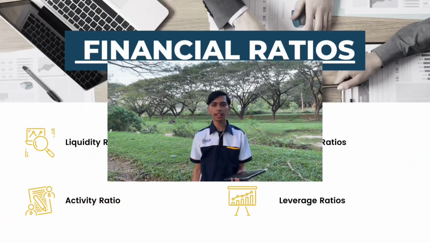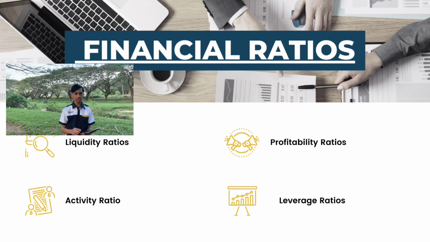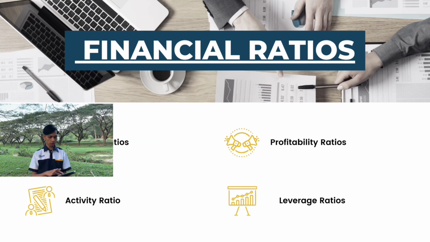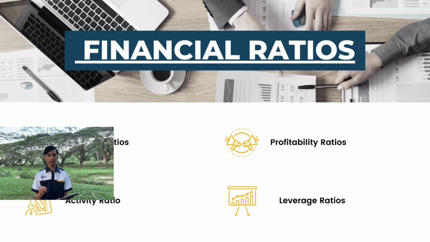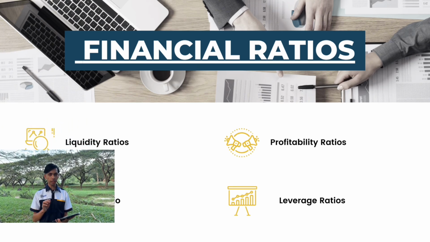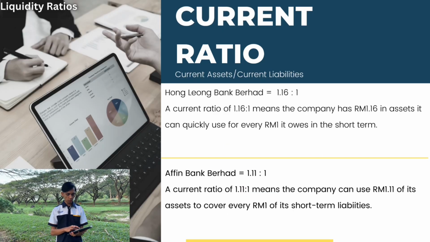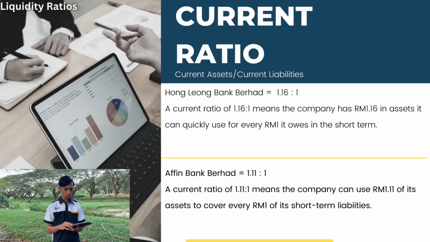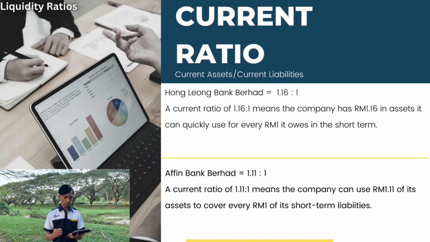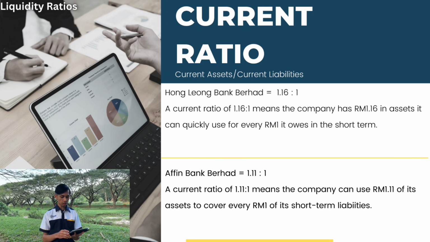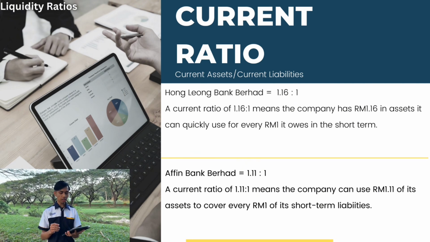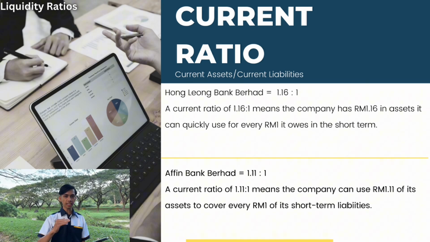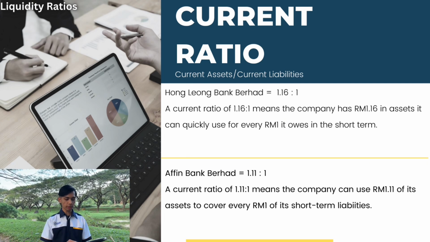Okay, thank you Ika. Let's move to the next part, which is the financial ratio. In this report, we cover 4 ratios, which are liquidity ratio, activity ratio, profitability ratio and leverage ratio. The first one is the current ratio. The current ratio is under the liquidity ratio. That means the company's ability to meet its short-term obligations using its short-term assets. The formula is simple: current assets divided by current liabilities.